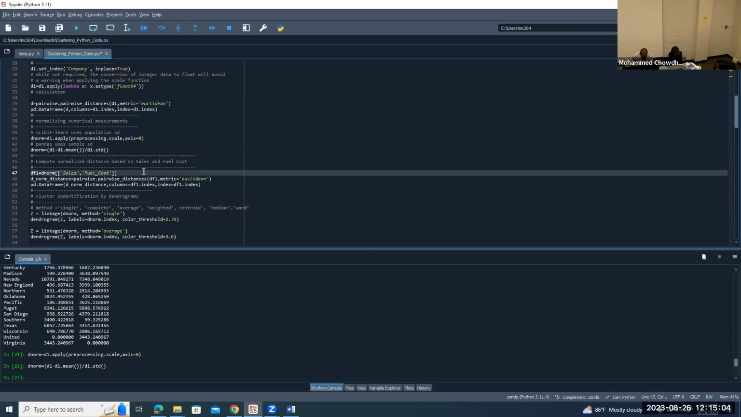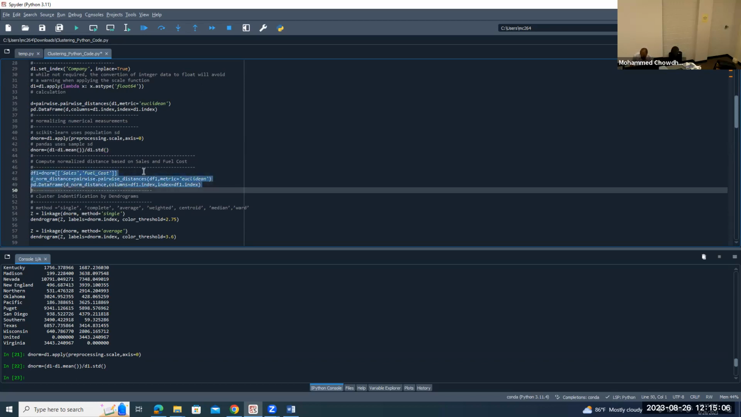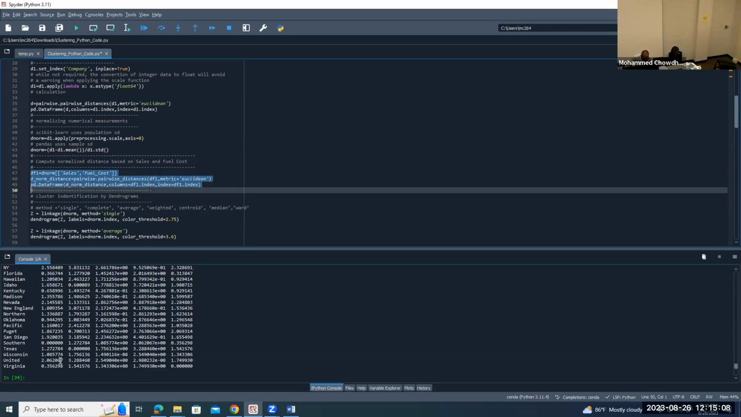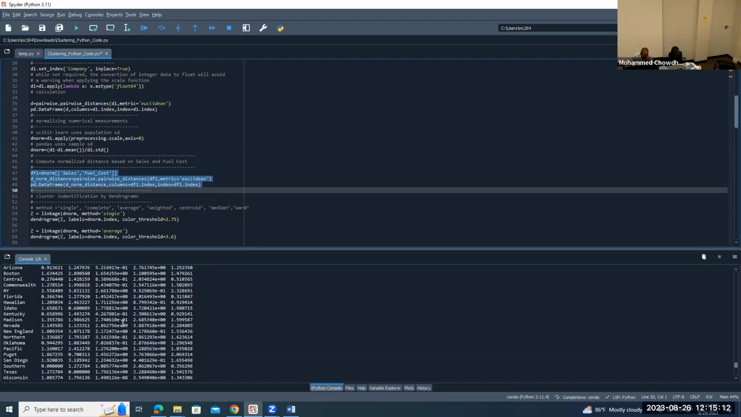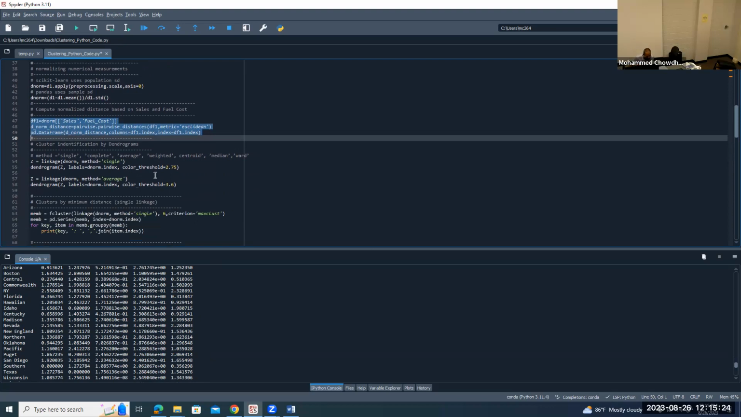Now, this is a normalized distance matrix. Take a look at how uniform the values are. Previously the values ranged from thousands down to around 40 or 30. Now everything is between -3 and +3. Okay, now I want to find the clusters.